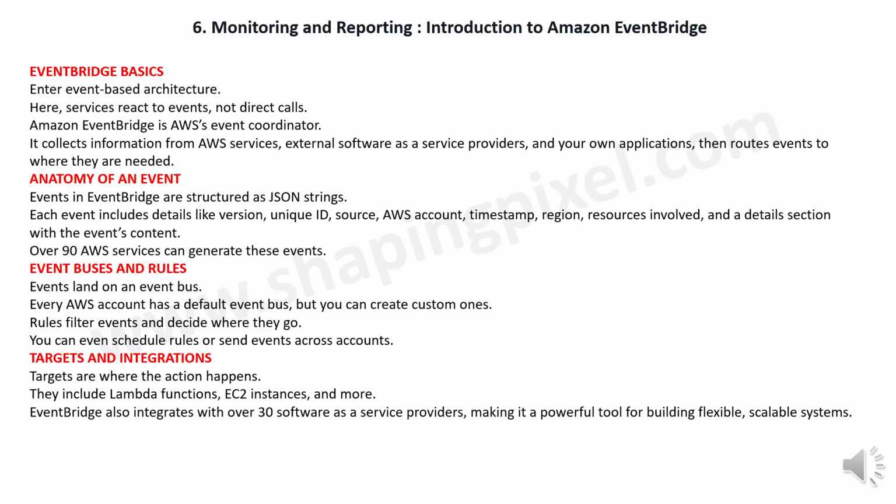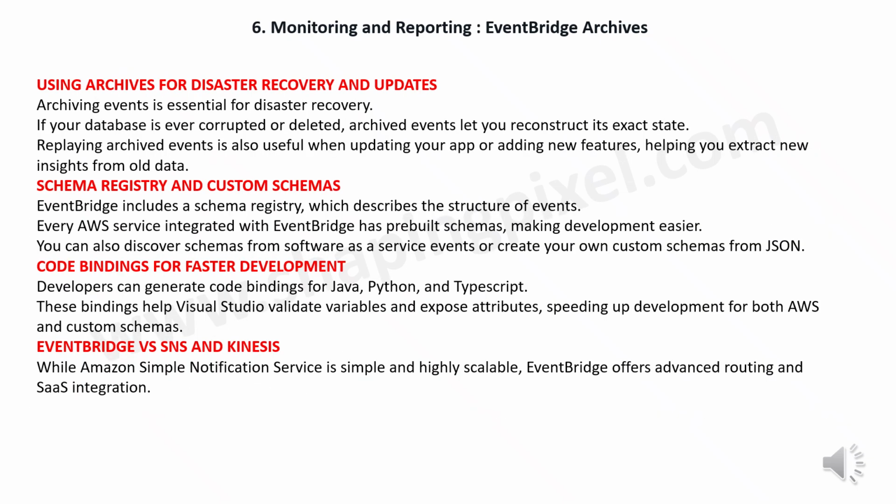Events land on an event bus. Every AWS account has a default one, but you can create custom ones. Rules filter events and decide where they go. You can even schedule rules or send events across accounts. Targets are where the action happens. They include Lambda functions, EC2 instances, and more. EventBridge also integrates with over 30 software as a service providers, making it a powerful tool for building flexible, scalable systems.